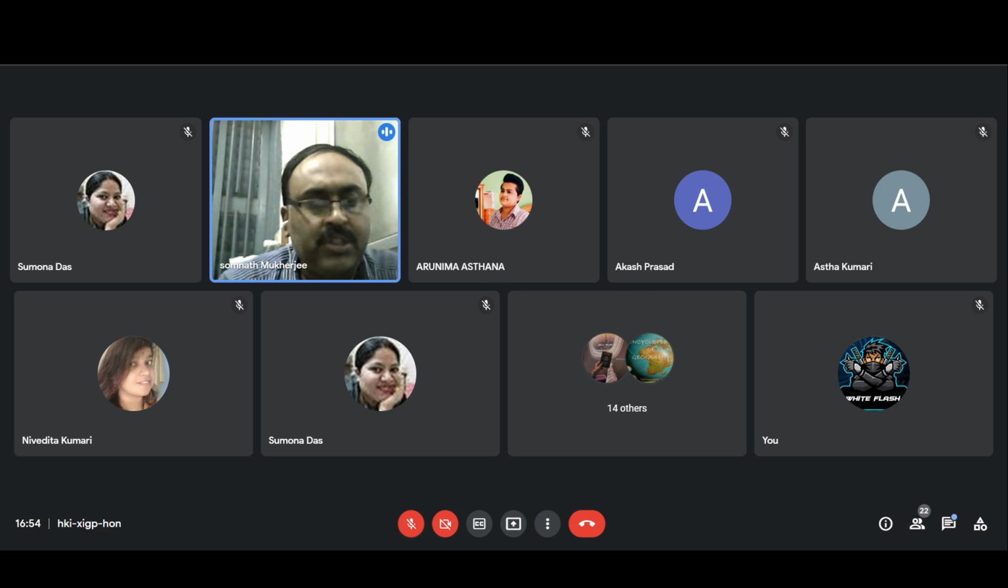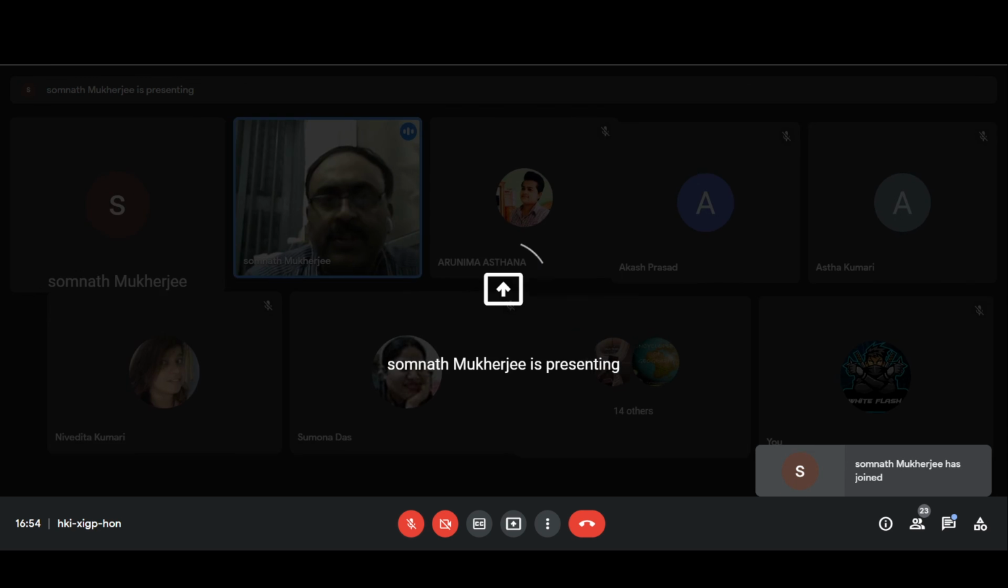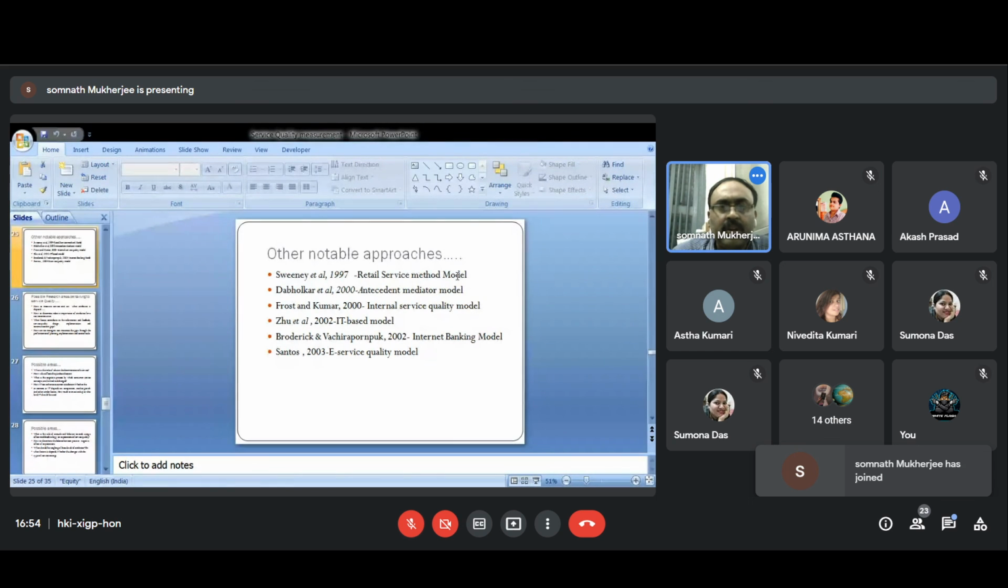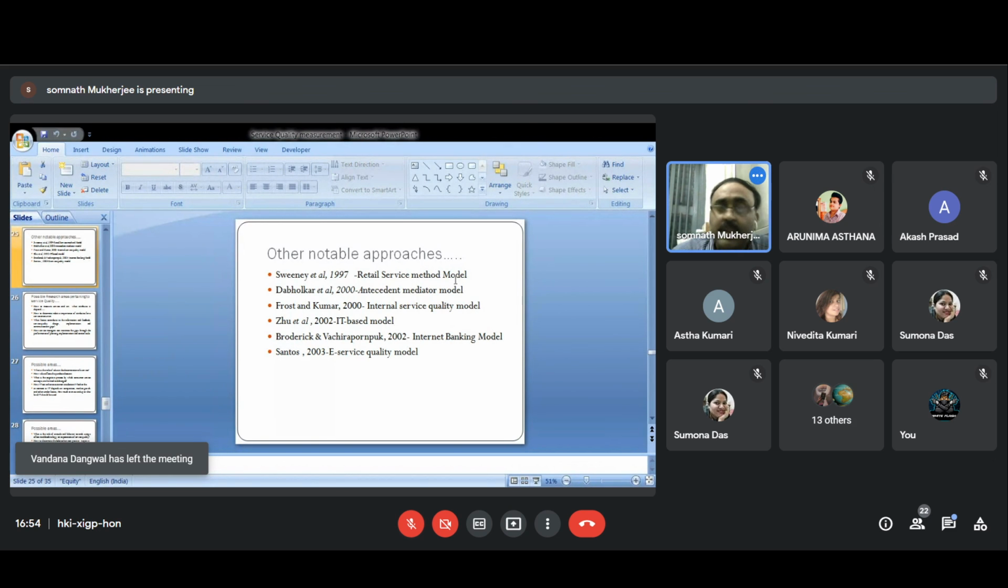And I will just share the screen with you just to sum up. These are some of the other studies that really have been carried out and which really may prove very handy for you. Like retail service method, we have the models. We have the models for the antecedent mediator model, the internal service quality model, the IT-based model for IT companies, internet banking model, e-service quality model, like everybody is talking about maybe e-things. So you have these works that have already been done, and you can adopt these things and take your work forward. But the point. So we will end at this note.